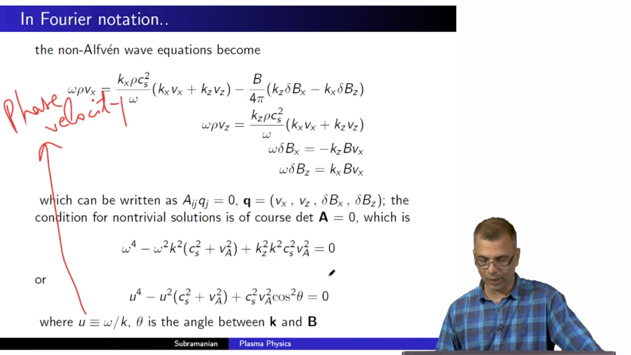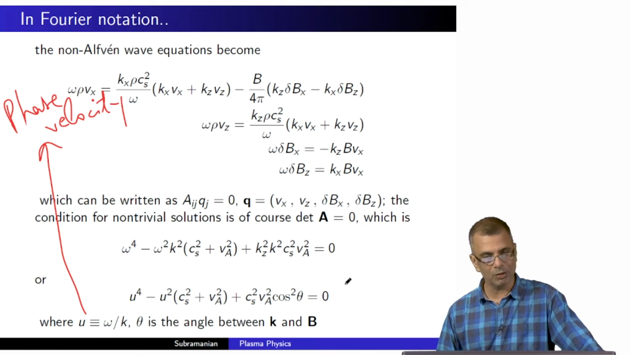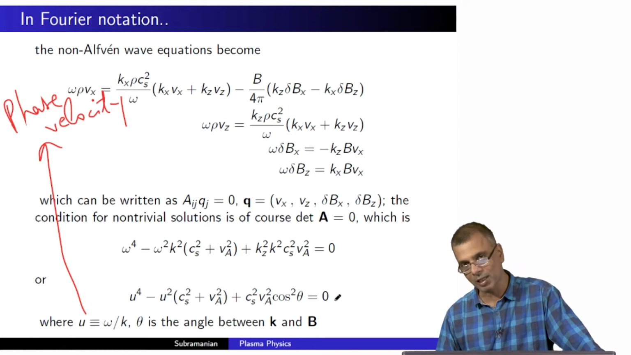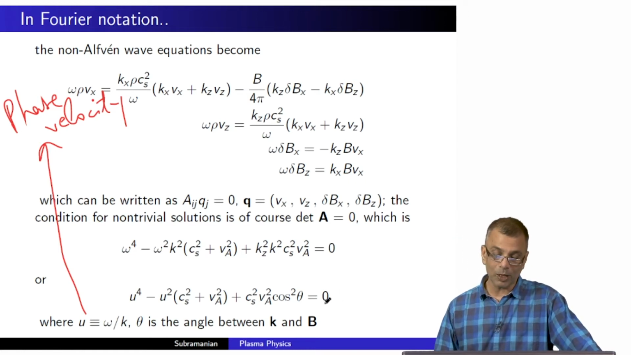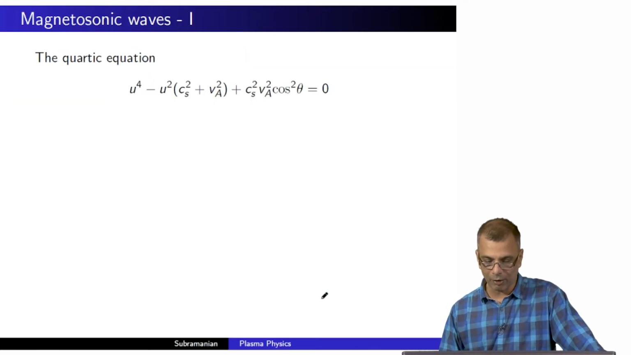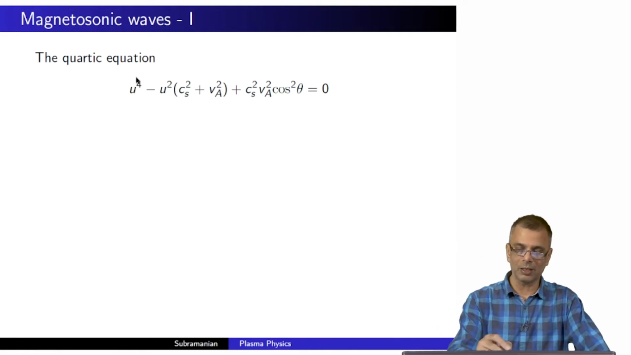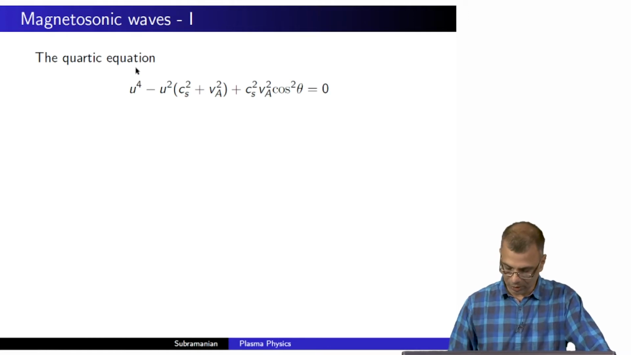However you want to look at it, theta is simply the angle between k and B, and so this is the same as this. These two equations are just the same. This just looks a little simpler. There's a way of simplifying this a little more, or rather casting this in a slightly friendlier formalism. And so this is a quartic equation, as you can see. The highest power is u raised to 4.